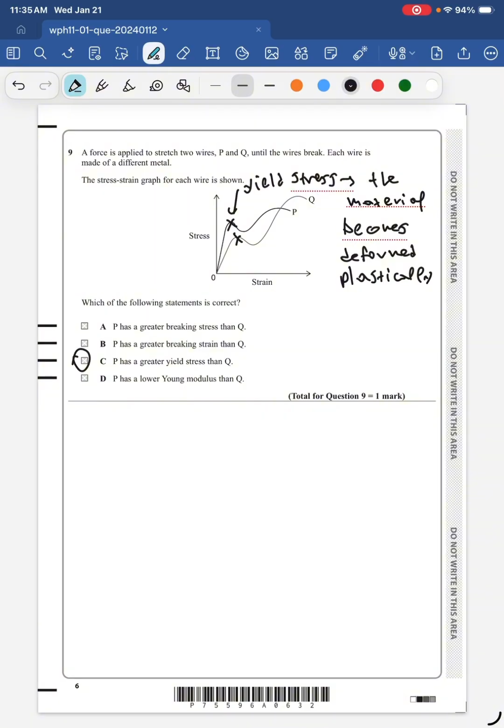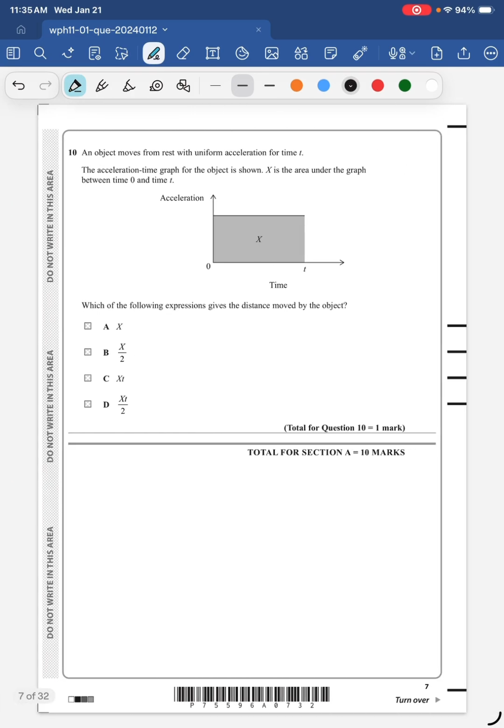And let's also read the option D. P has a lower Young modulus than Q. That's wrong because the Young modulus is the gradient of this graph, right? So P has, in the linear region, a higher gradient, okay? So that's wrong. Okay, that was a good problem. Let's go to question 10.